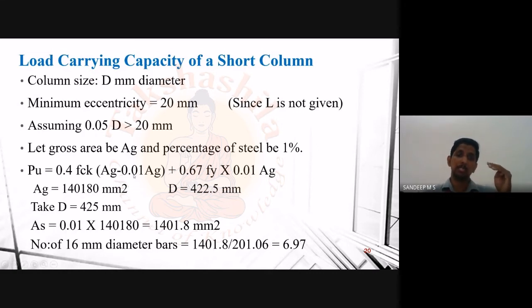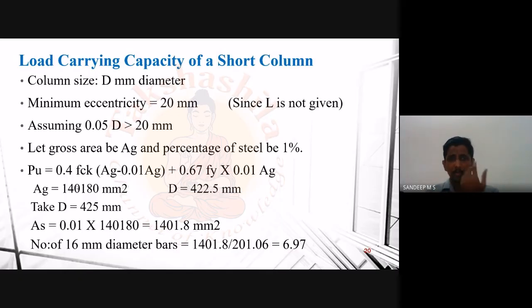So if you look into this, the only unknown quantity is gross area. So from this you can simplify and find out the value of Ag. In this particular case, we will be getting Ag as 140180 millimeter square. Okay, so this is the required area to safely carry a load of 1500 into 10 raised to 3 newtons.